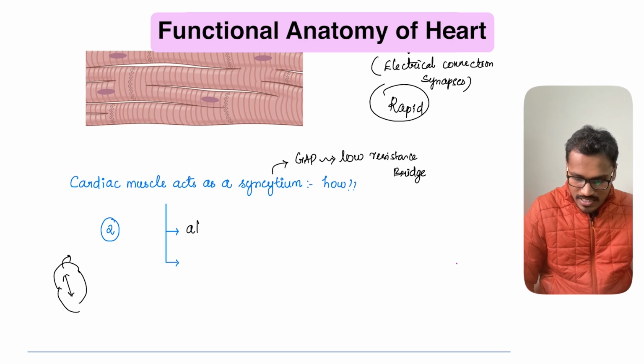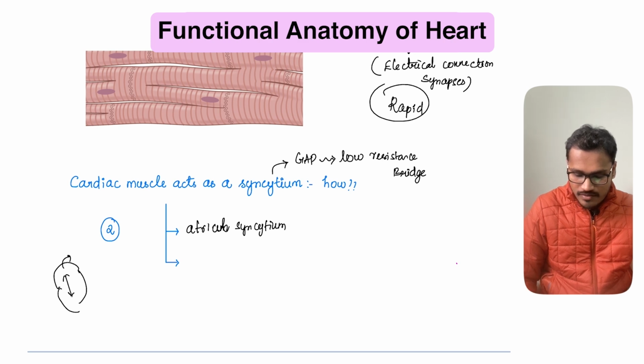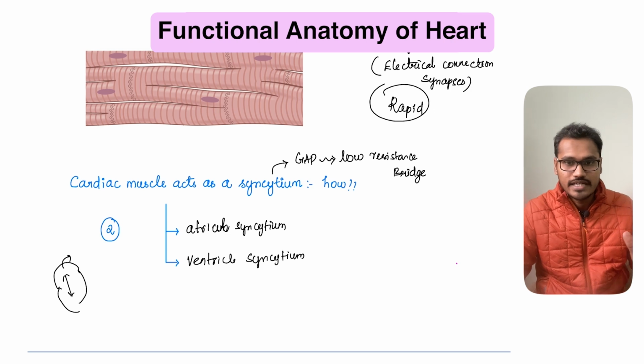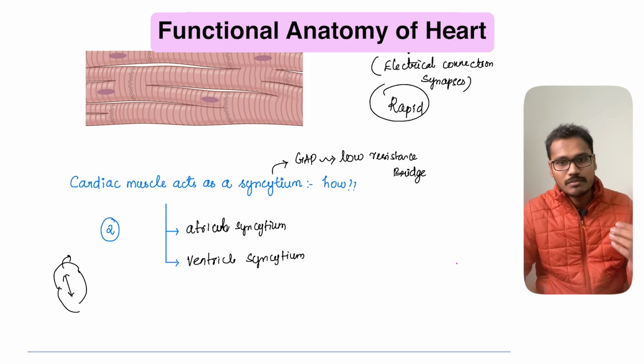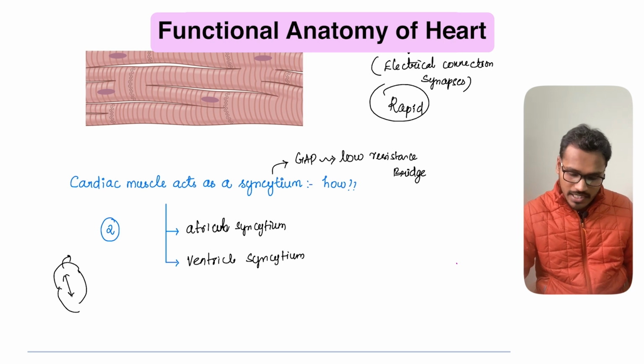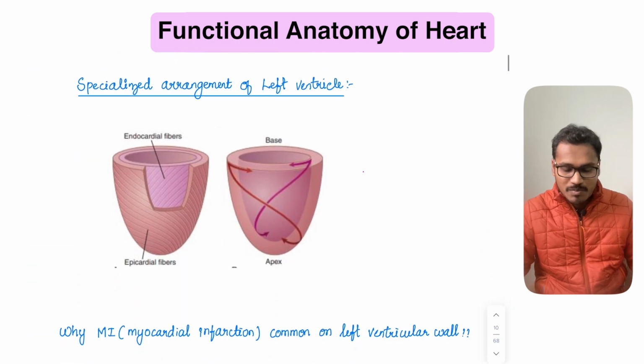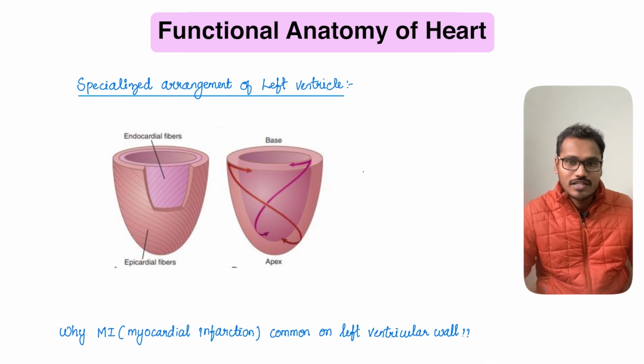So the atria act as a proper syncytium, the atrial syncytium, and the ventricles contract together, forming the ventricular syncytium. This is the beauty of these two, the atrial and ventricular syncytium. They can contract together, and maximum effectiveness or benefit is got from this mechanism, that is the syncytial property of the heart. Now there is some special arrangement in the case of the left ventricle.